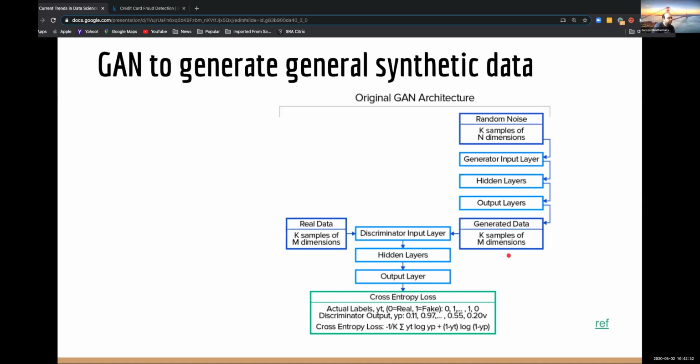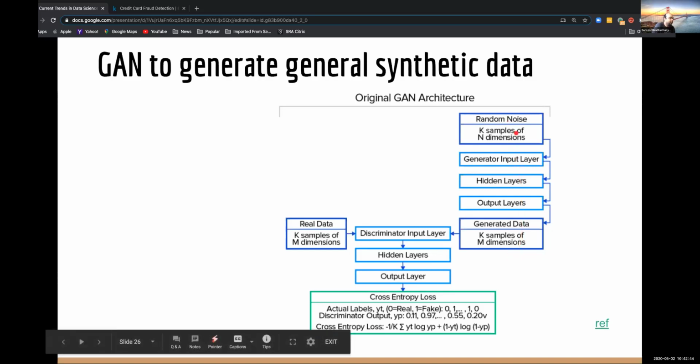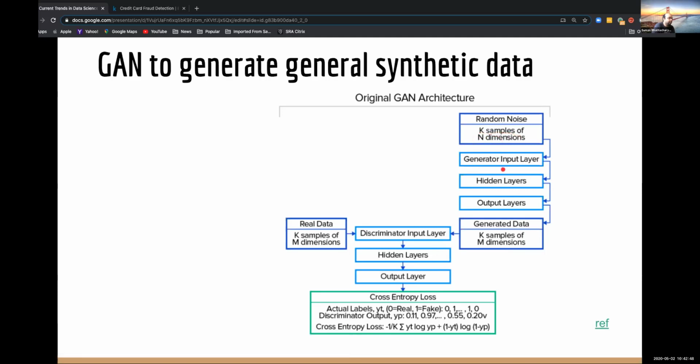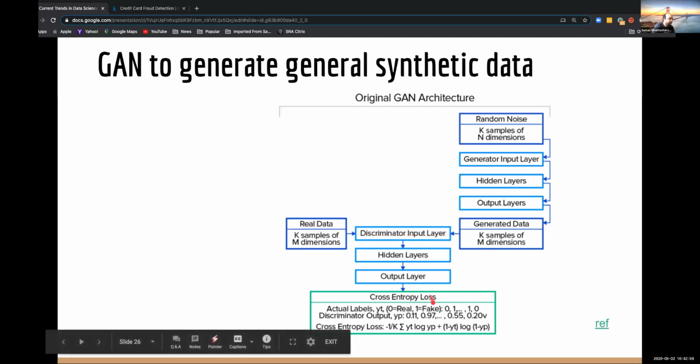What it will do is generate synthetic data that will look almost like the real data of the minority class by minimizing the loss. So we start again with random noise and some sample, and it goes through the layers in the generative adversarial model, and the discriminator layer would differentiate between the real data and the generated data and try to minimize the loss.